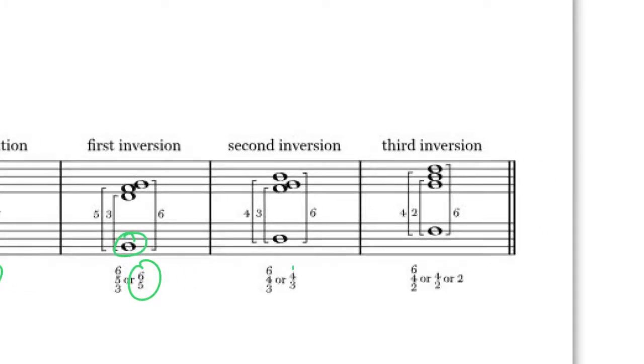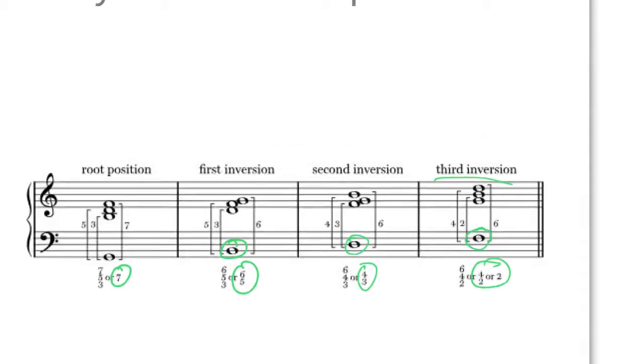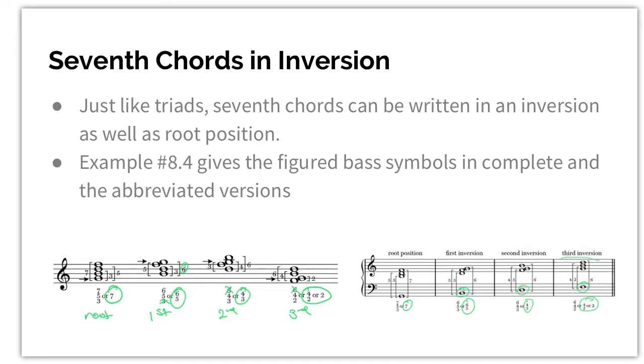Here's our 4-3, because the fifth is in the bass, because the fifth of that G7 chord is D. And then our last one is when the seventh is in the bass. So we call that a 4-2, or third inversion. Okay, this is important stuff you really need to know.